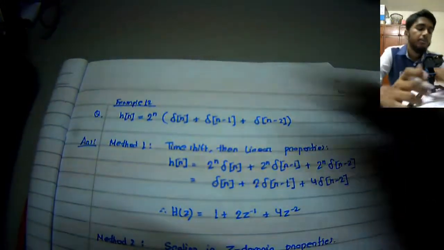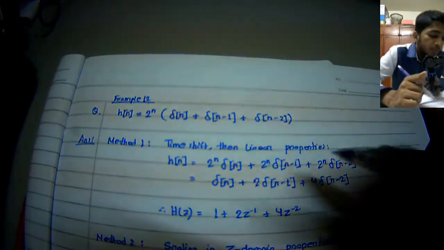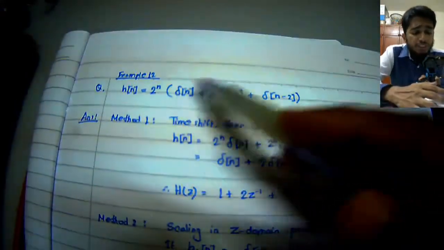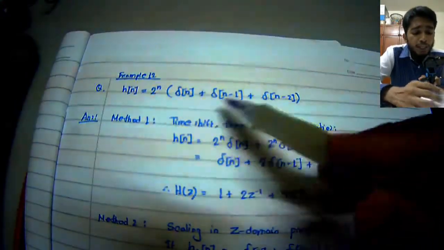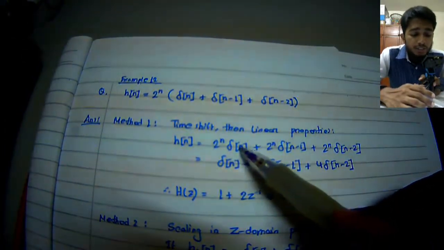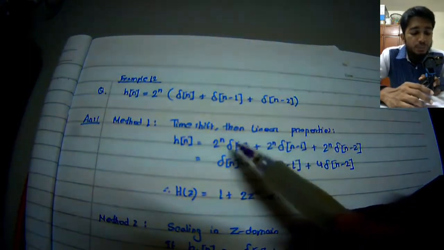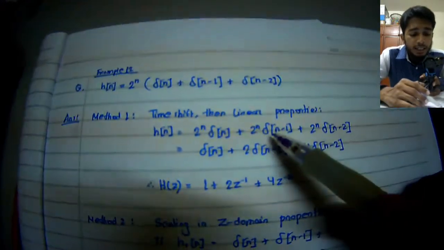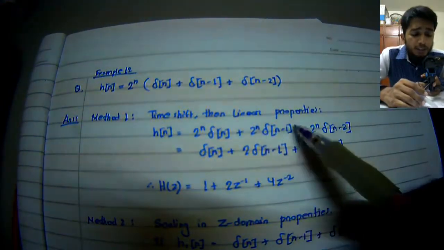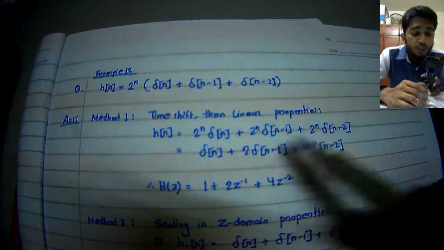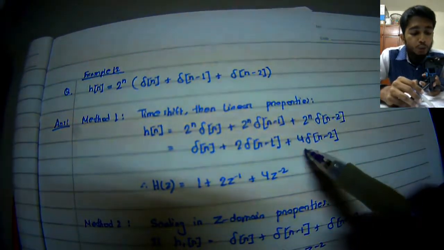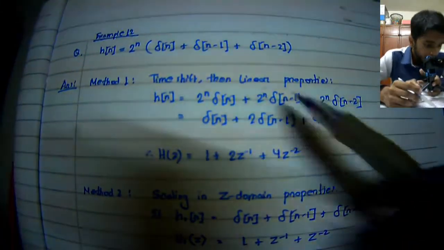So let's consider method number 1. In method number 1, we have to do time shift, then we have to do linear properties. So for the time shift, just multiply everything with 2 to the power n, you'll find this. Now for every single point, because this one, delta n represents n at 0, so 2 to the power 0 gives us 1, then n minus 1, so n at 1, delay of 1, so we have 2 to the power 1, which gives us 2, and as this is n minus 2, you have 2 to the power 2, which gives us 4. So this is our function. We have done the time shifting.